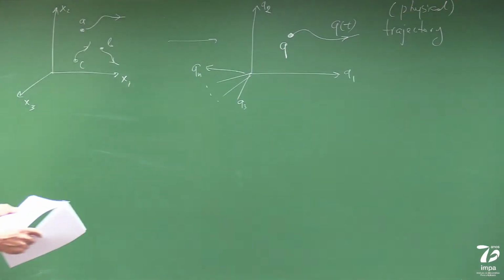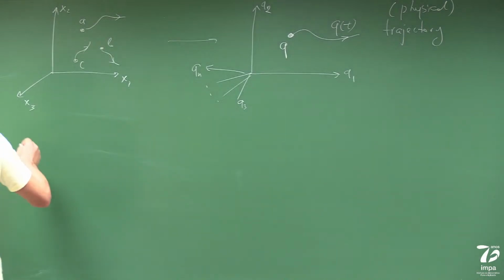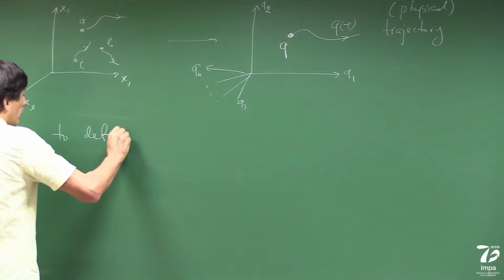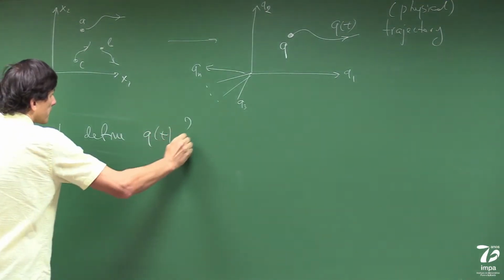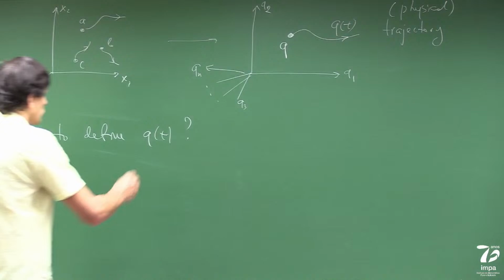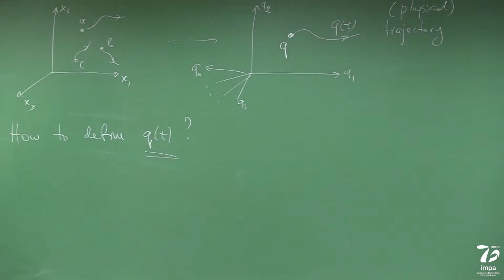Okay, so the question is how to define Q of t. What should you assume in order to have some mathematical apparatus, or equations of motion finally, which define the trajectory? So this is our goal. Our goal is to find this function, no? Because evolution means finding this function. So how do we do this?